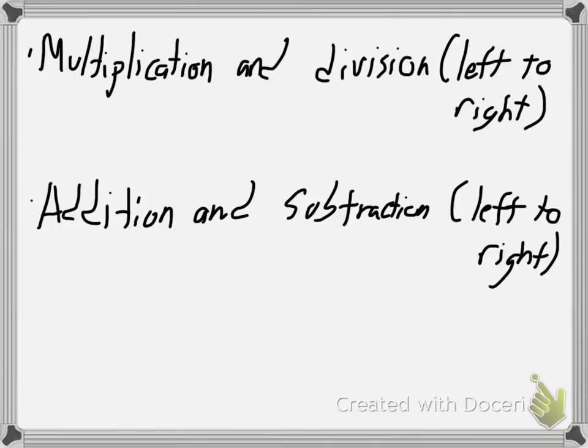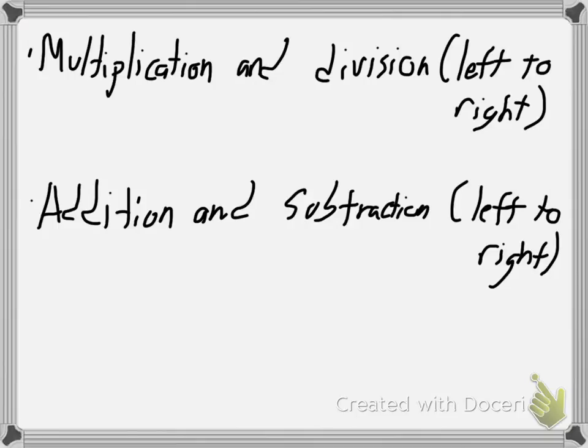When we're going through order of operations, we have to do multiplication and division first. And we're going to do those in order from left to right. Just how you read a sentence or read a book, starting at the left and working to the right, you're going to do any multiplication and division left to right. So it doesn't matter if division or multiplication comes first, you're just going to work in order from left to right.